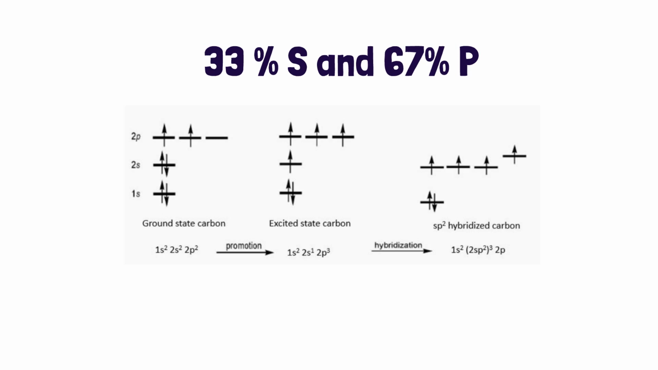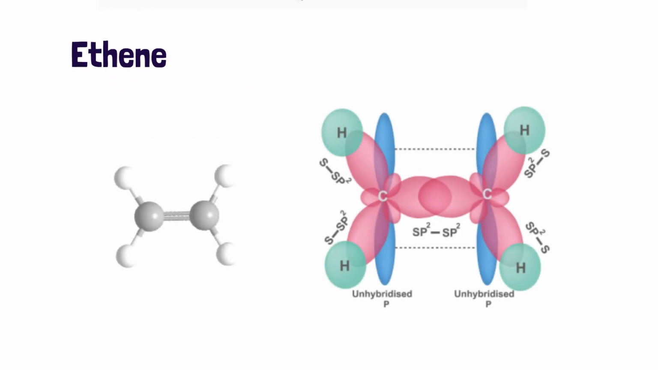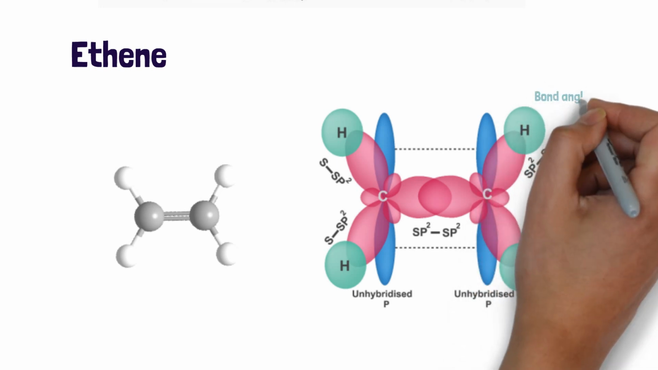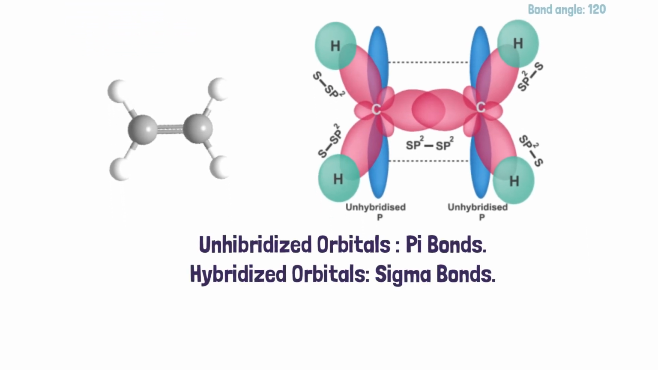Because the percent of p character is more than s character, the sp2 hybrid orbitals should still be closer to the p orbitals than to s. Ethene is an example of sp2 hybridization of carbon. In the sp2 hybrid orbitals, bond angle is 120 degrees and the geometry is trigonal planar. Please consider unhybridized orbitals always form pi bonds and hybrid orbitals form sigma bonds. In this example, sp2 hybrid orbitals form sigma bonds and the 2p orbital forms the pi bond.